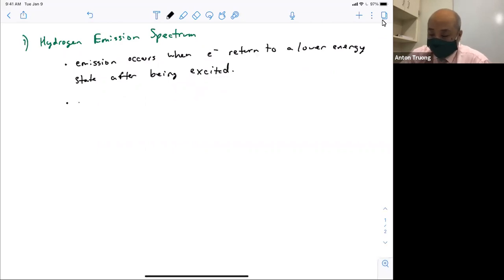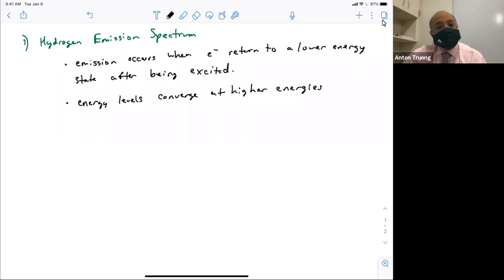You also want to say energy levels converge at higher energies. Therefore, the further and further you get away from the nucleus, the closer and closer the energy levels are to each other, and the smaller the difference between energies of those energy levels.